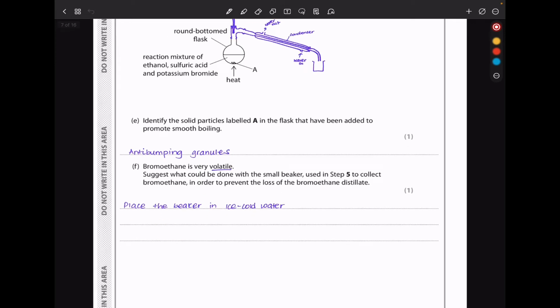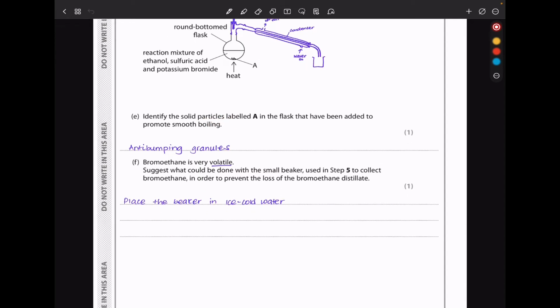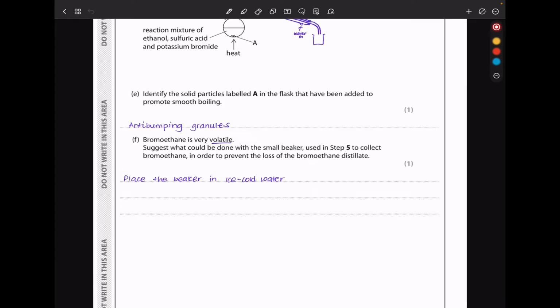In part E, they say identify the solid particles labeled A in the flask that have been added to promote smooth boiling. These are called anti-bumping granules. We can see them in there. And in part F, they say bromoethane is very volatile. Suggest what could be done with the small beaker used in step 5 to collect bromoethane in order to prevent the loss of bromoethane distillate. Of course, we can place this beaker in ice cold water in order to cool it down so that it does not evaporate.